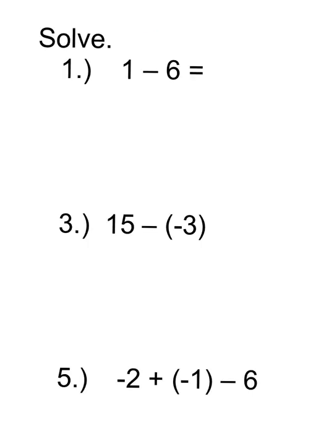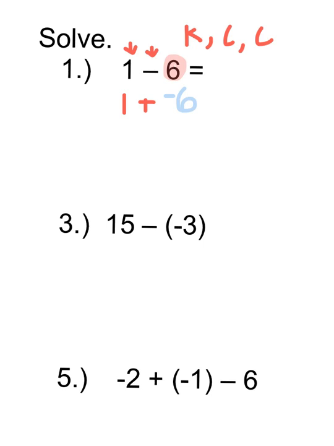Looking at number 1, it's a subtraction problem. So we're going to keep, change, change. That means we keep the first number the way it is. We change the subtraction sign to an addition sign. And then we look at the third number and we change it to its opposite. Right now it's a 6, so we will change it to a -6. Now we have an addition problem.